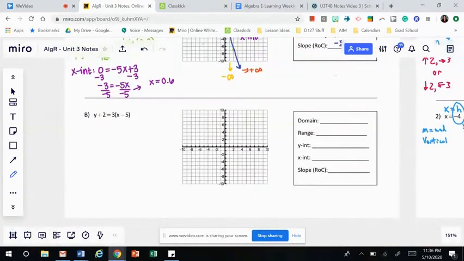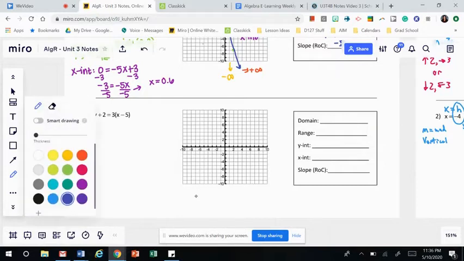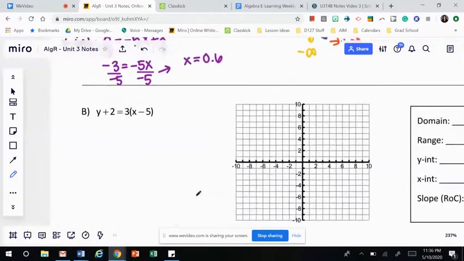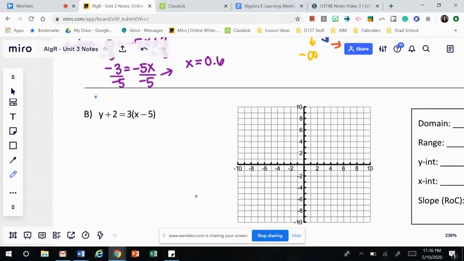Okay, let's take a look at our second example. Well, this example, if you would recognize, is in point slope form. So point slope form is y minus k, which is equal to m times the quantity of x minus h. So we need to identify m, h, and k. Let's start with m.